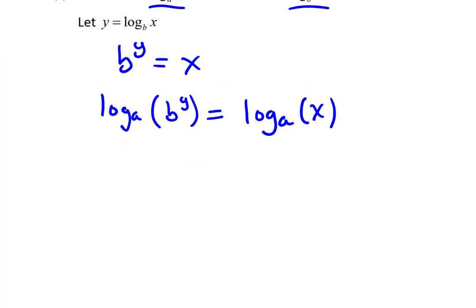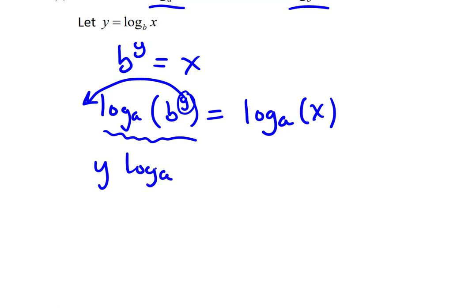Next, we're going to apply the power rule of logarithms, or the power law of logarithms, but only to the left side of our equation, where we have this y power of b, and we're going to throw that y down in front, which is consistent with what that power law tells us. That turns into y times log base a of b equals log base a of x.